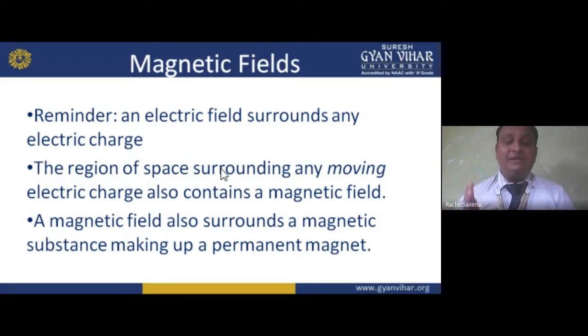So ampere turn is what? MMF. So if I'm varying the electrical charge, the moving electrical charge also contains a magnetic field. That's the second. A magnetic field also surrounds some magnetic substances, making up a permanent magnet.